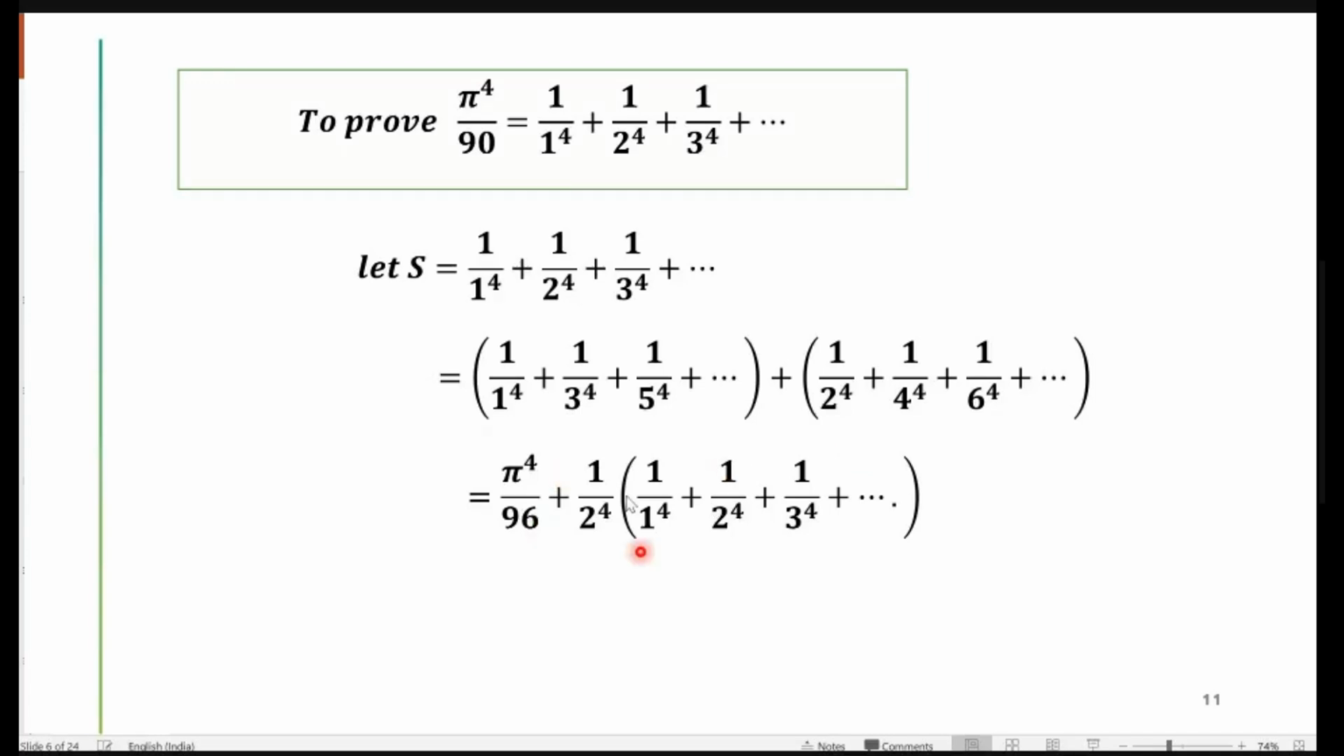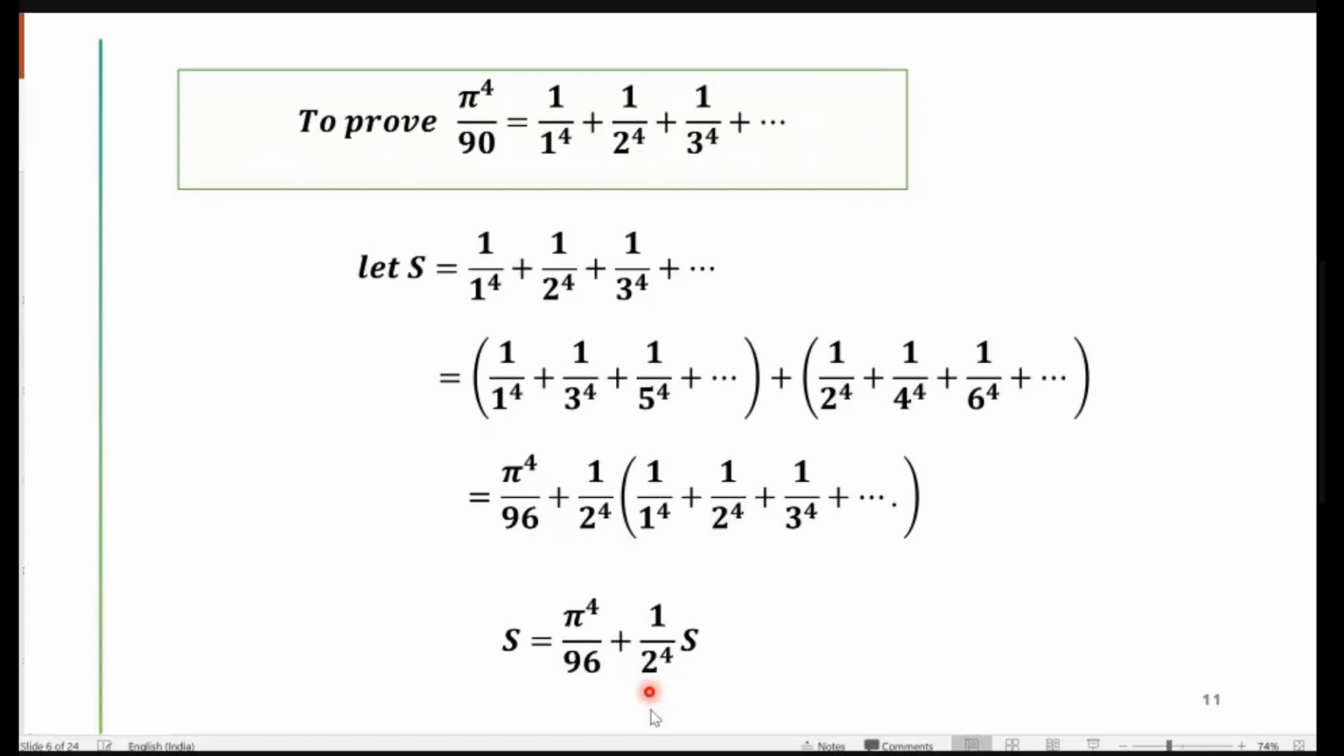ठीक है, तो ये क्या हो गया, bracket term. Again it can be replaced by S. अगर मैंने 1 upon 2 raised to 4 यहां से बाहर निकाला तो हमारा फिर से S का term आ जाता है. So we can write pi raised to 4 by 96 plus 1 upon 2 raised to 4 into S. Now bring all the S terms to one side and calculate what is S from there.